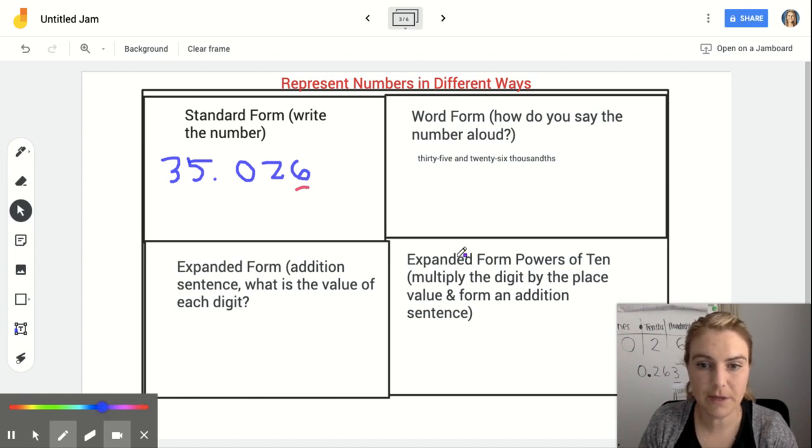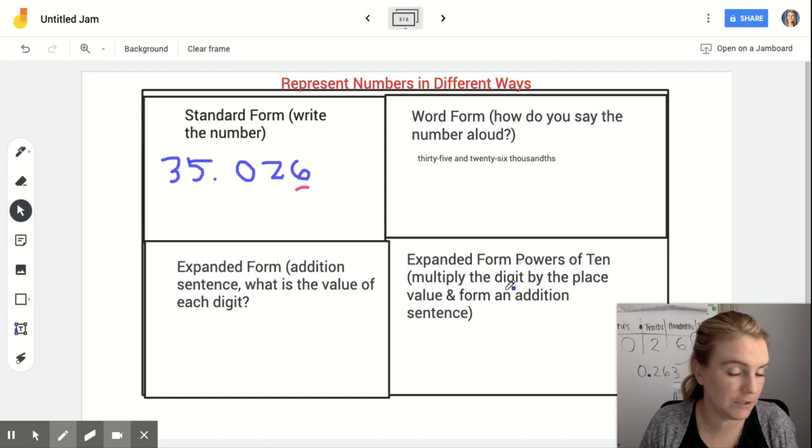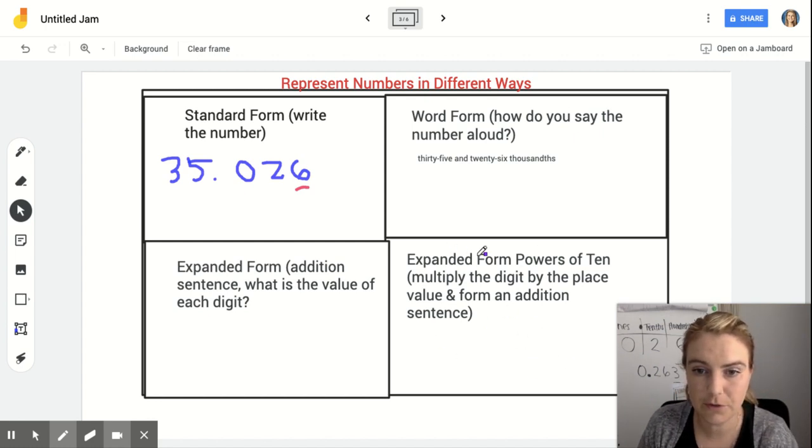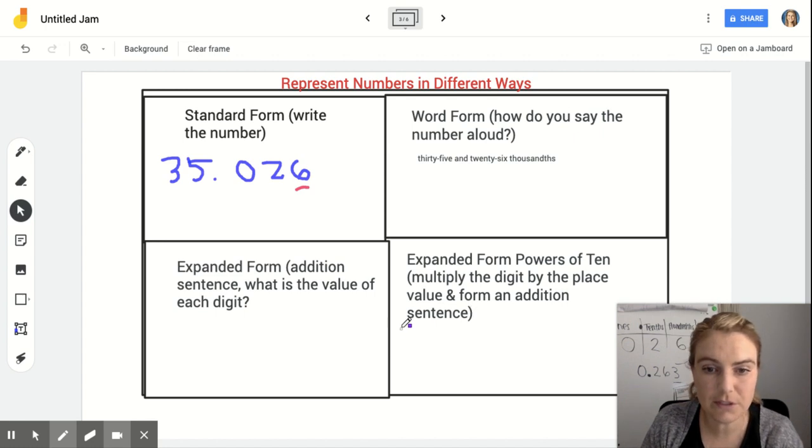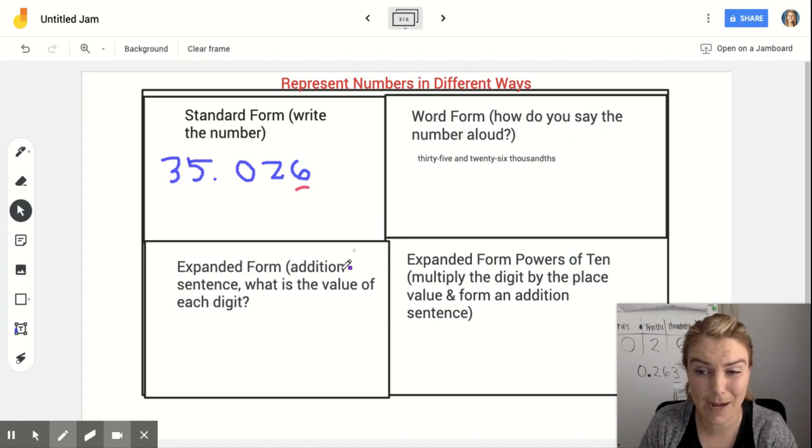And I'm going to start with expanded form powers of 10 first. And you're going to need quite a bit of room. So hopefully you wrote that in. Expanded form powers of 10. You're going to multiply the digit by the place value and form an addition sentence. So basically what we're going to do with our addition sentences is go digit by digit, and do a multiplication sentence for each digit, and then basically add them together. And again, this takes a lot of practice in order to master. So if you're feeling a little lost as we do this, just hang in there, and with more practice, you will get it. So I'm going to do a parentheses, and I'll tell you why in a moment.